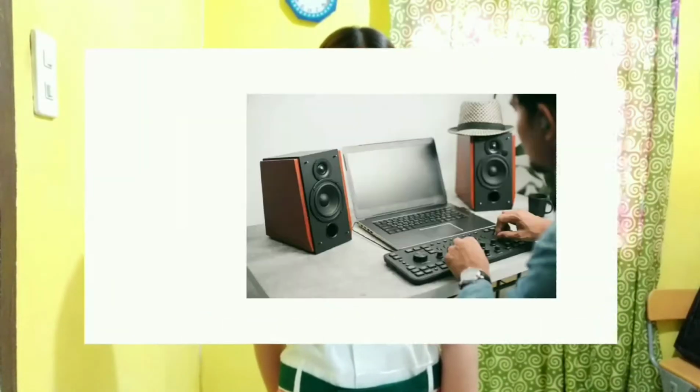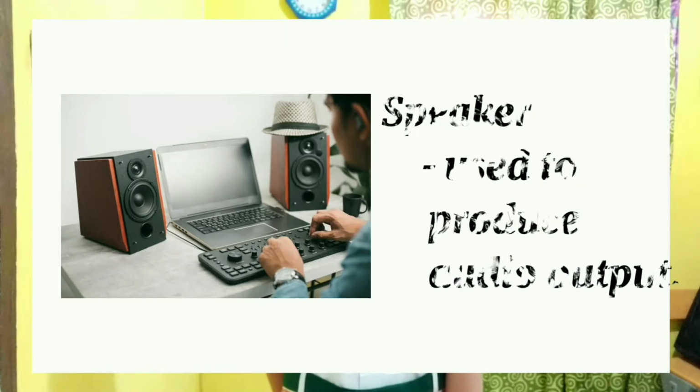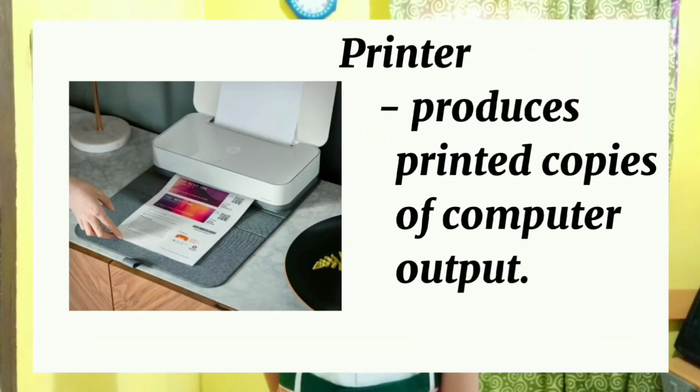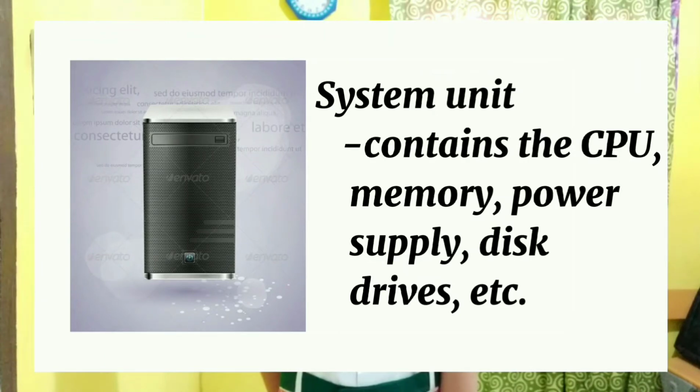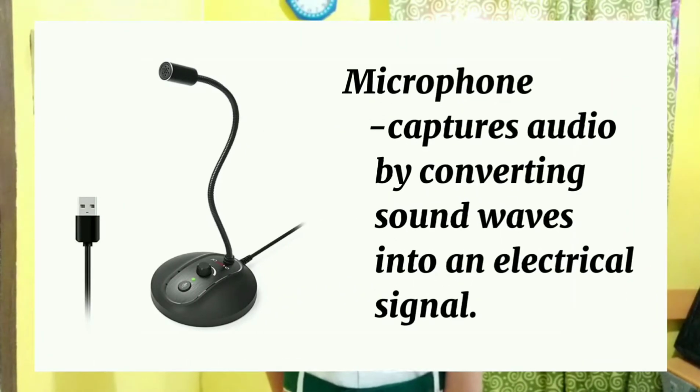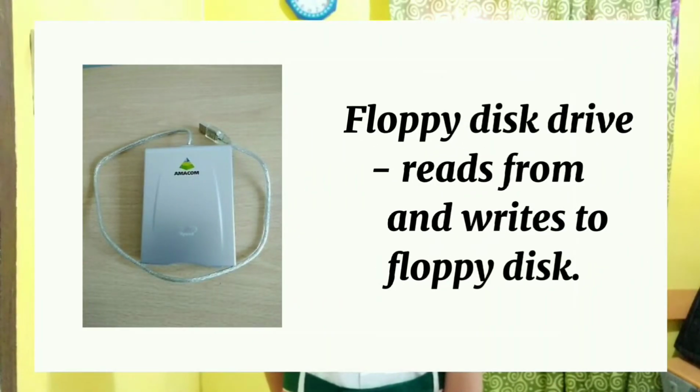Speaker, used to produce audio output. Printer, produces printed copies of computer output. System unit, contains the CPU, memory, power supply, disk drives, and all other hardware. Microphone, the microphone captures the audio by converting sound waves into an electrical signal. Floppy disk drive, reads from and writes to floppy disk.